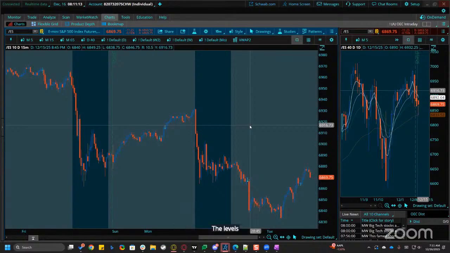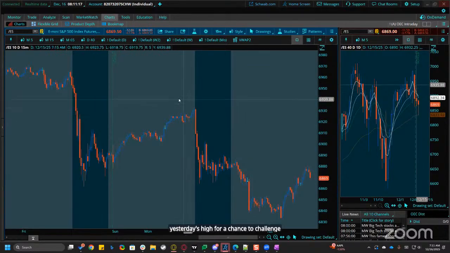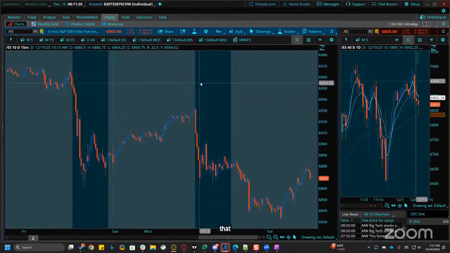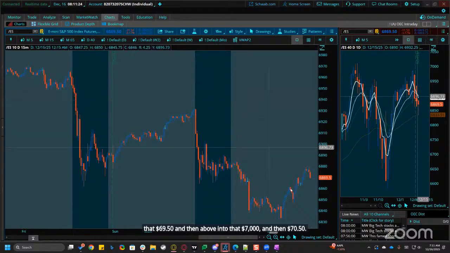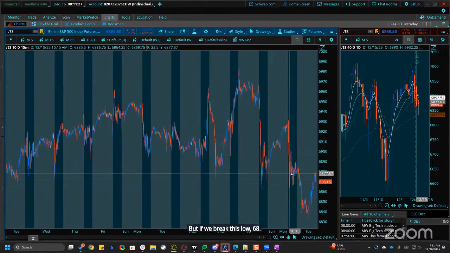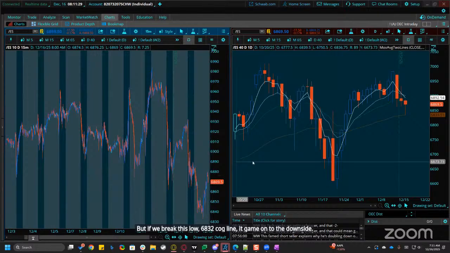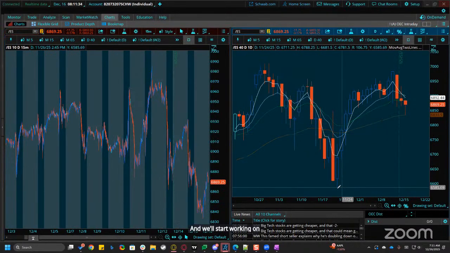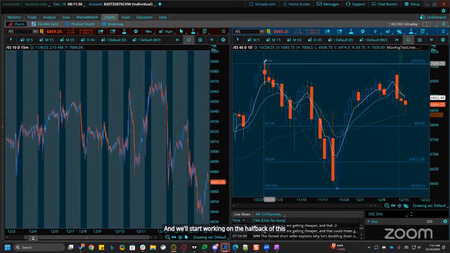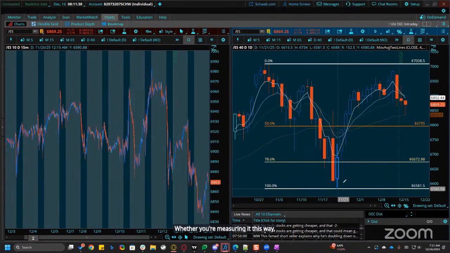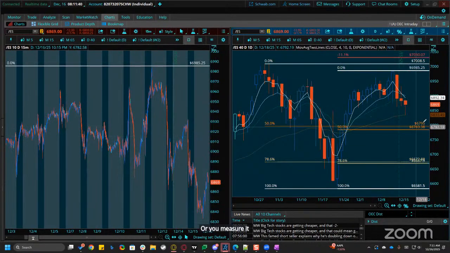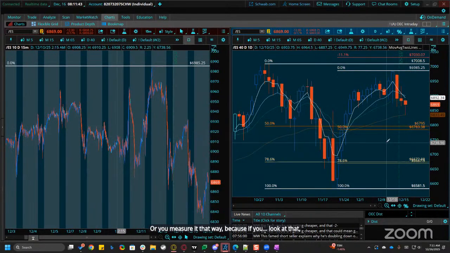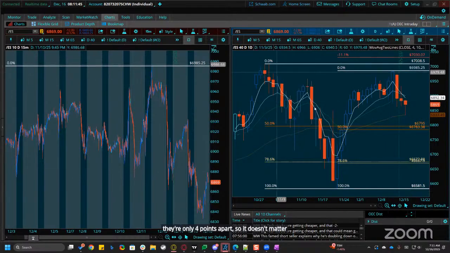The levels are clear. Get above yesterday's high for a chance to challenge last week's high, that 69.50 and then above into that 7,000 and then 70.50. But if we break this low 68.32 cog line, it's game on to the downside. We'll get back underneath that 50 and we'll start working on the half back of this whole range, whether you're measuring it this way or you measure it that way. Because if you look at that, they're only 4 points apart. So it doesn't matter which one of those you want to use.